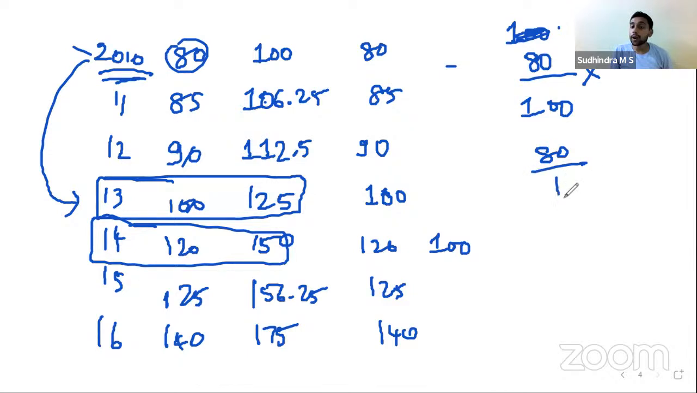80 divided by 120 into 100, which is 66.67. Is that clear? This is how we shift the index numbers.